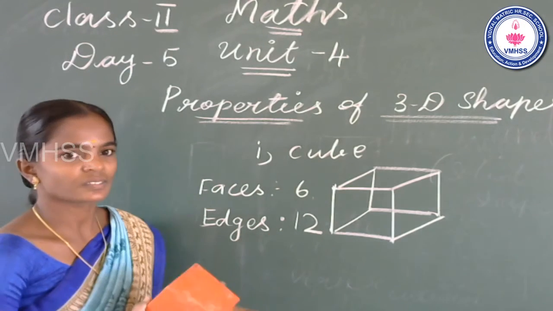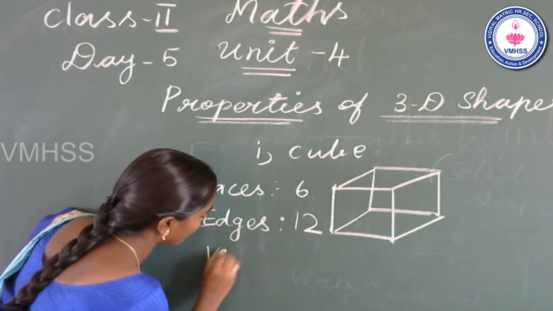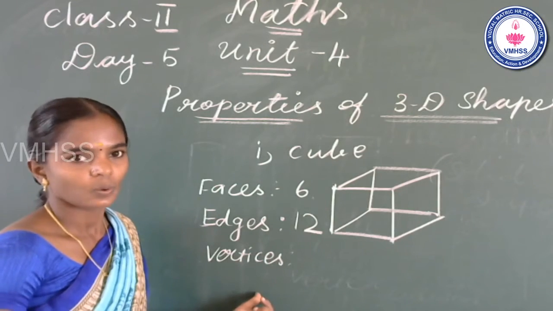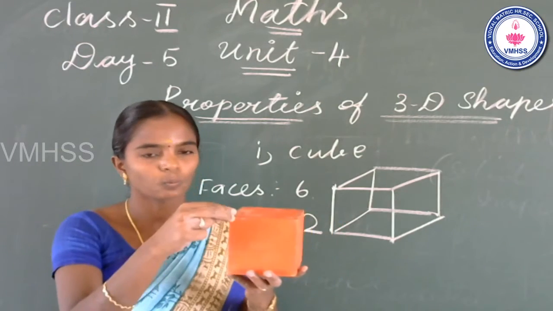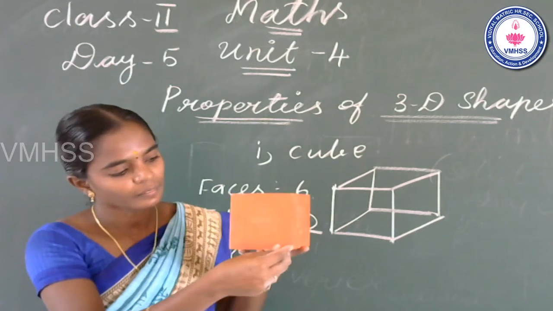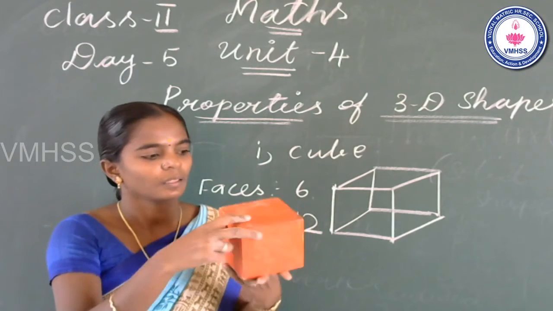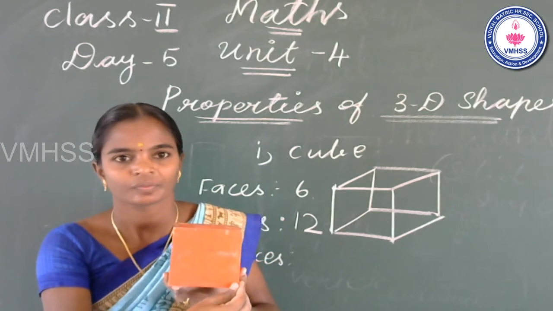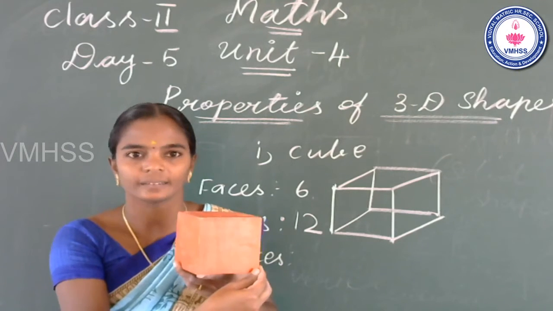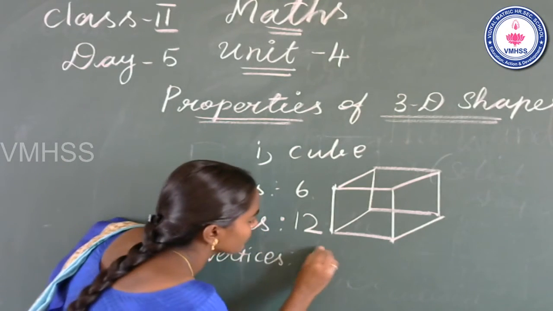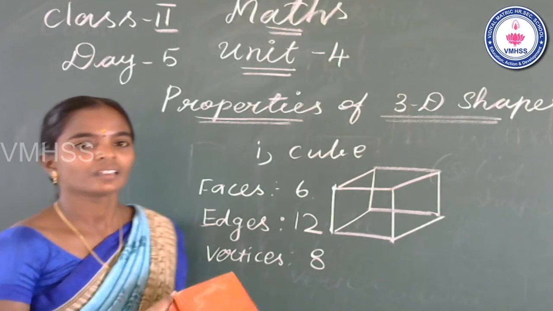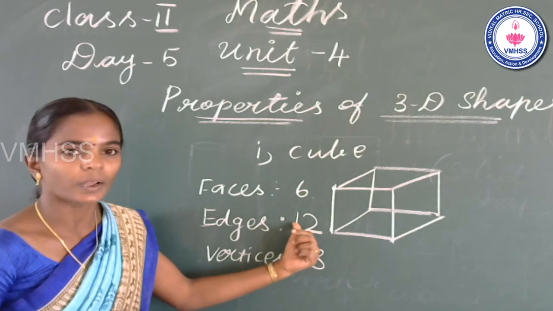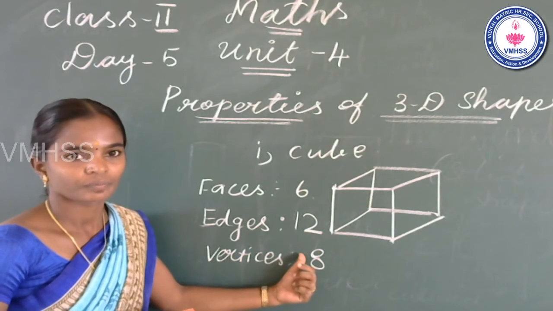Children, next we will count the vertices. A vertex is a corner. So vertices, listen children, 1, 2, 3, 4, 5, 6, 7, 8. So 8 vertices. Did you understand? Faces 6, edges 12, vertices 8.